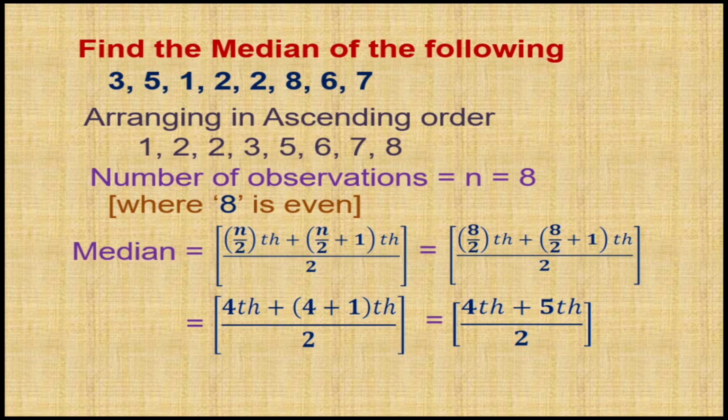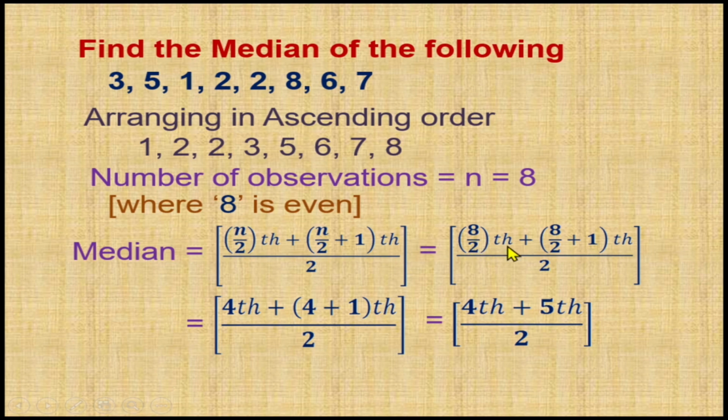Now, find the median of the following: 3, 5, 1, 2, 2, 8, 6, 7, right. Arranging them in ascending order, what will you get here? 1, 2, 2, 3, 5, 6, 7, and the last one is 8, right. Now, here the number of observations is 8, where 8 is even. So, you will follow the second method here, that is, the n by 2th plus the (n by 2 plus 1)th observations, you are going to find their mean. So, that is what I wrote by 2.